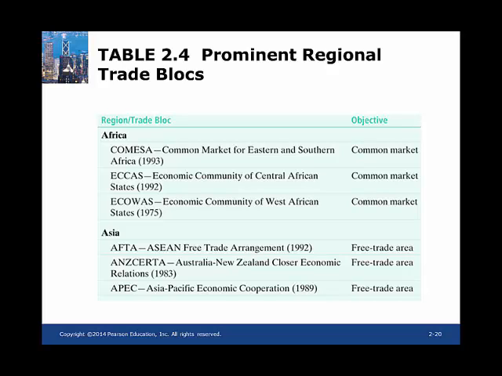Asia, EFTA, Asian Free Trade Agreement. Objective is free trade area. ANZCERTA, Australia New Zealand Closer Economic Relations. Objective is free trade area. APEC, Asia Pacific Economic Cooperation. Objective is free trade area.